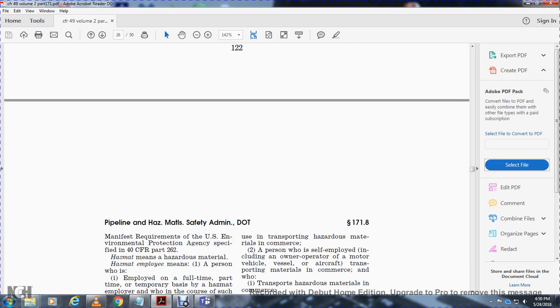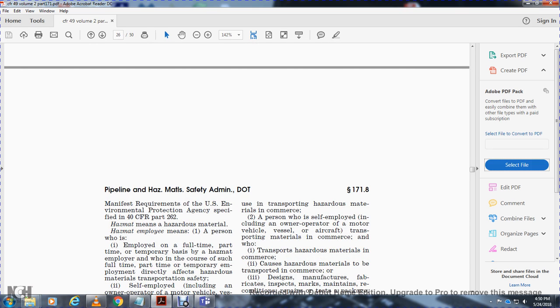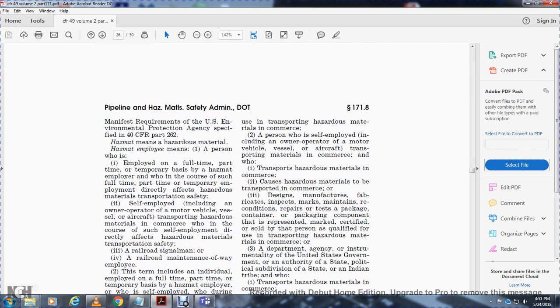Environmental Protection Agency specification, title 40 CFR 261.2. Hazmat employee means a person who is employed on a full-time, part-time, or temporary basis by a hazmat employer, and who directly affects hazardous materials transportation safety; or is self-employed, including an owner-operator of a motor vehicle, vessel, or aircraft transporting hazardous material, and who directly affects hazardous material transportation safety.